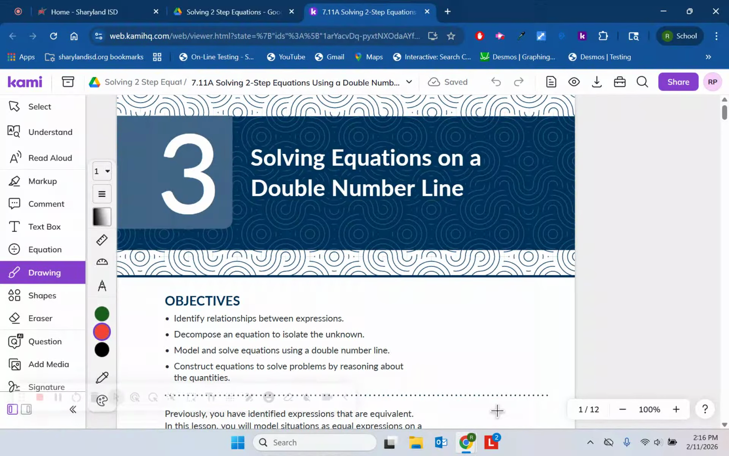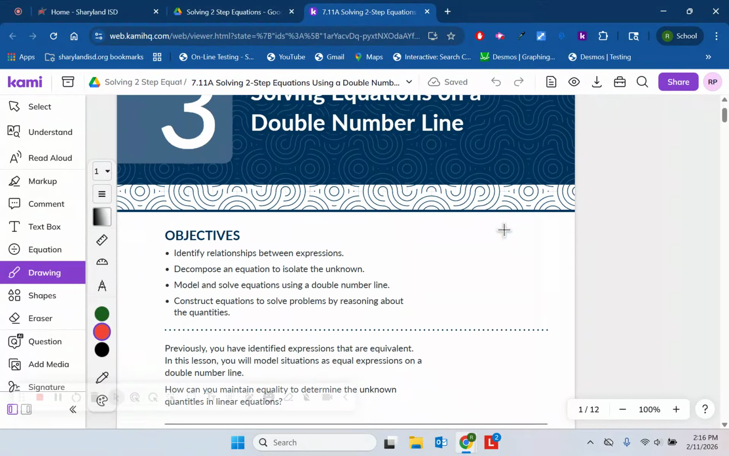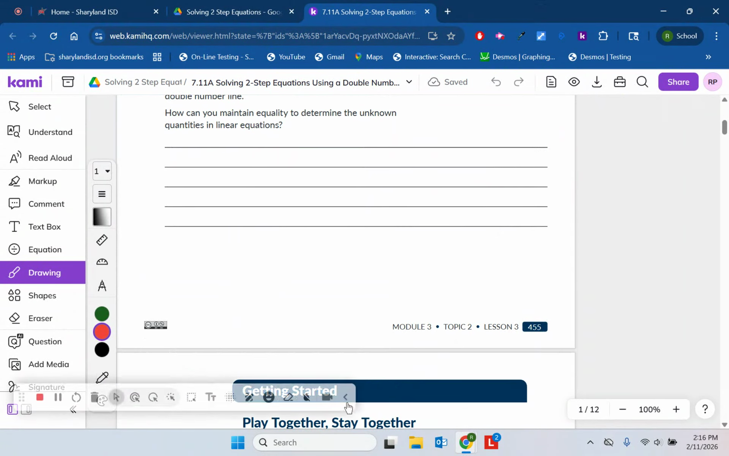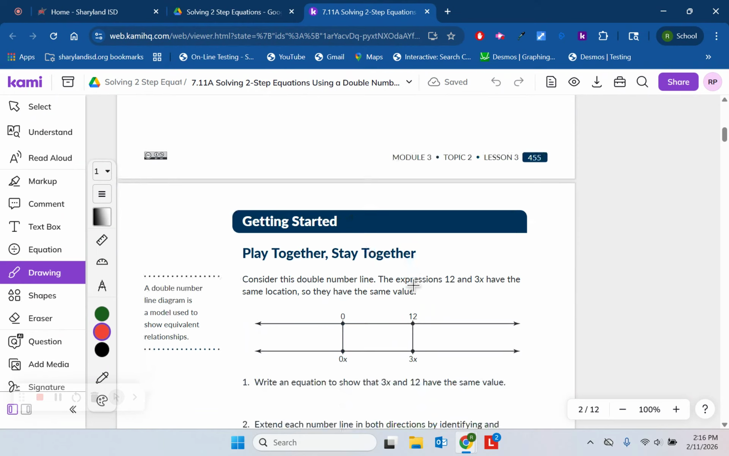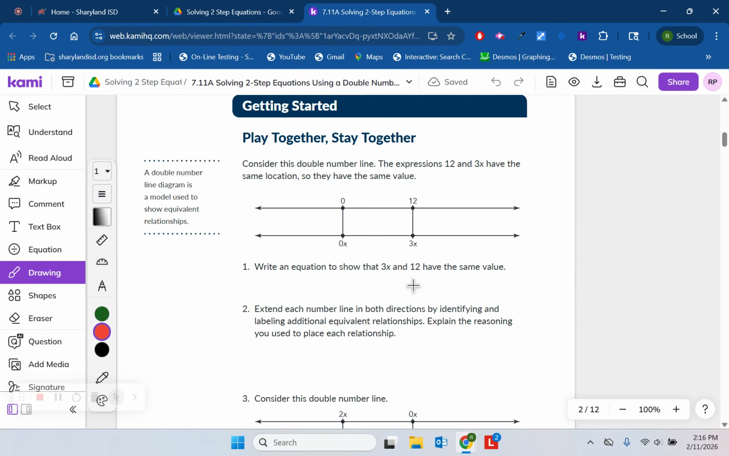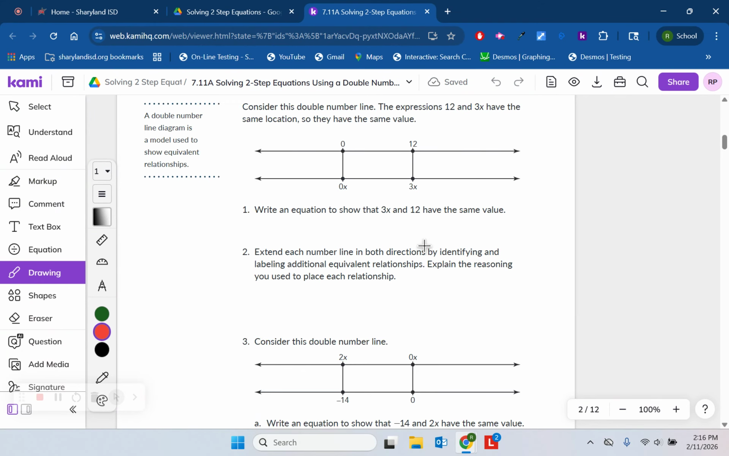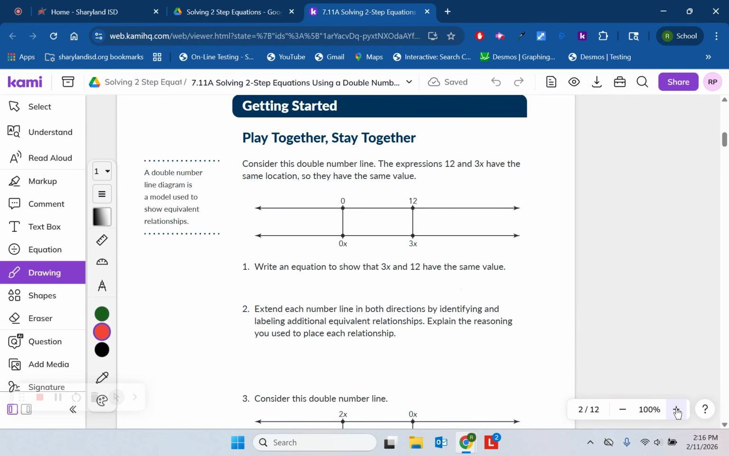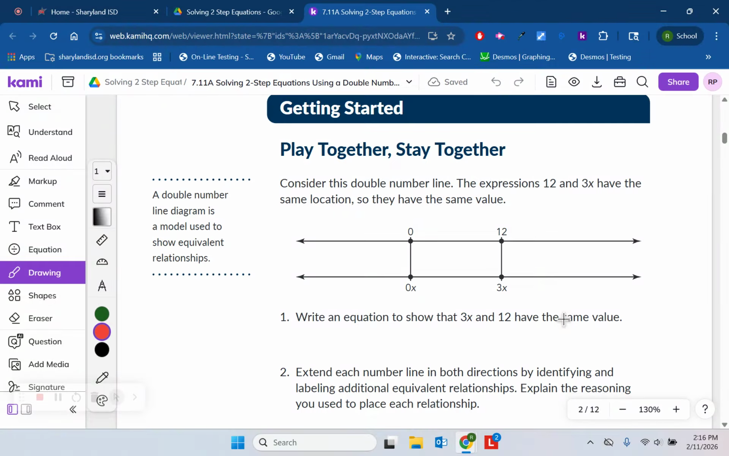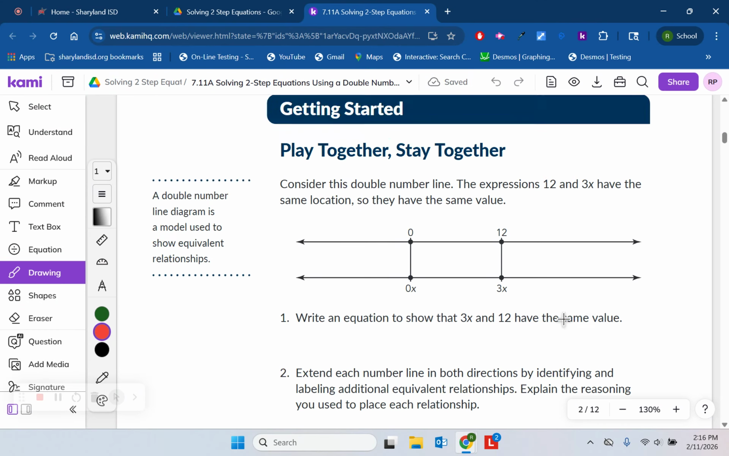This is a standard from 7th grade, 7.11A, and some of the other 7.11s. For example, I'm going to start with a Get Started. You should see a QR code somewhere over here in this little corner. If you're watching this, thank you for taking a pic of that QR code. We're going to start looking at two-step equations, or just equations in general with variables, and try to solve them using a number line.